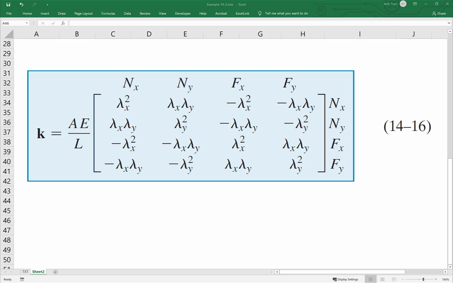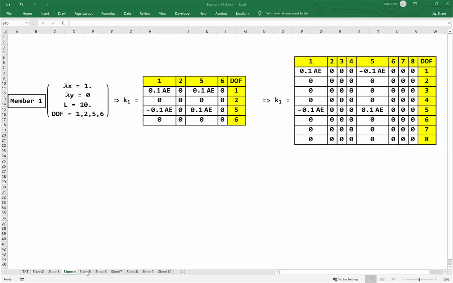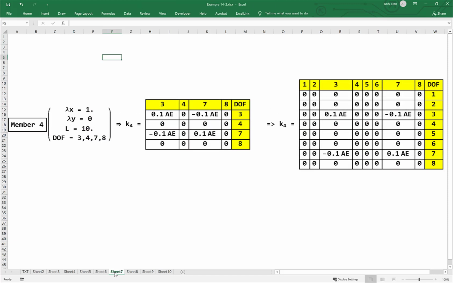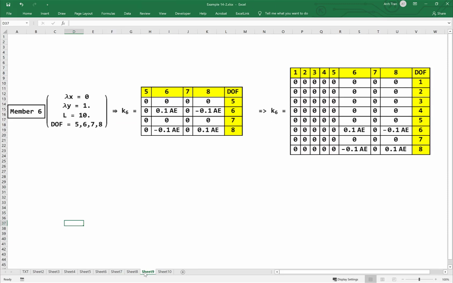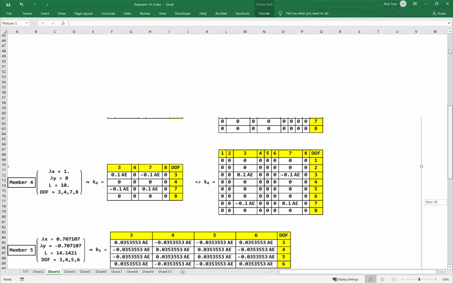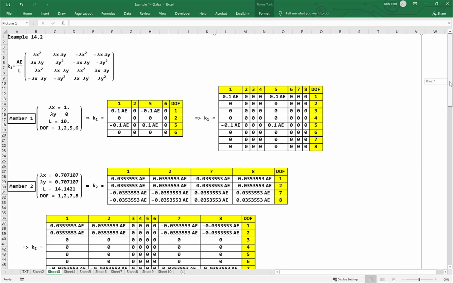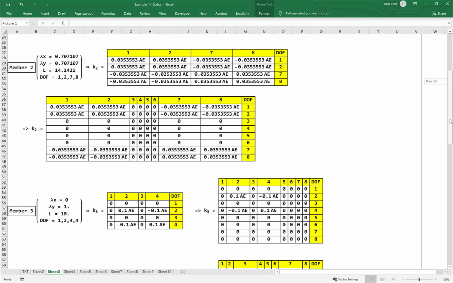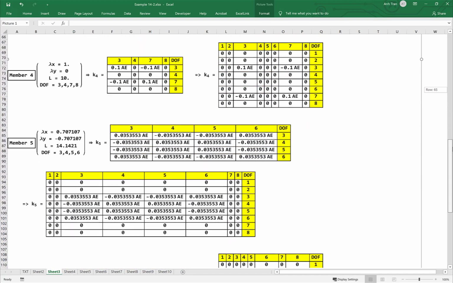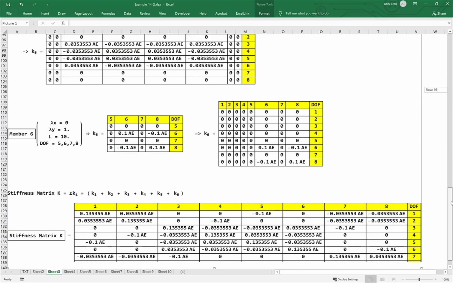Equation 14.16 is used to calculate the component stiffness matrix for each member. For each member, from their lambda x, lambda y, length, and their DOF, we will generate a small matrix k, 4 by 4, based on the formula. And from the 4 by 4 matrix, we will rearrange the coefficients into a bigger matrix K of 8 by 8. Finally, we assemble the global stiffness matrix K by adding all the 6 component matrices K.